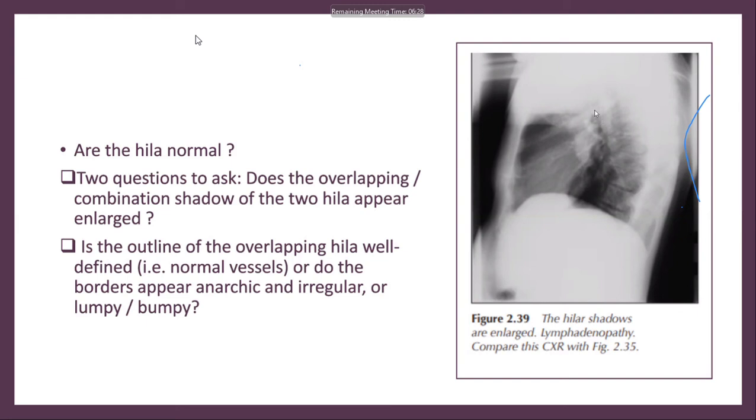If the hilar shadows are enlarged and irregular, you have to think this is due to lymphadenopathy. It may also look enlarged due to enlarged pulmonary vessels, but in that case you will see parallel shadows, and the bronchus will be easily visible. Also, you have to compare with the frontal chest X-ray. Comparing the frontal and lateral chest X-rays helps to differentiate whether the hilar shadow is due to lymphadenopathy, enlarged vessels, or a mass lesion. We may discuss it later if we have time.